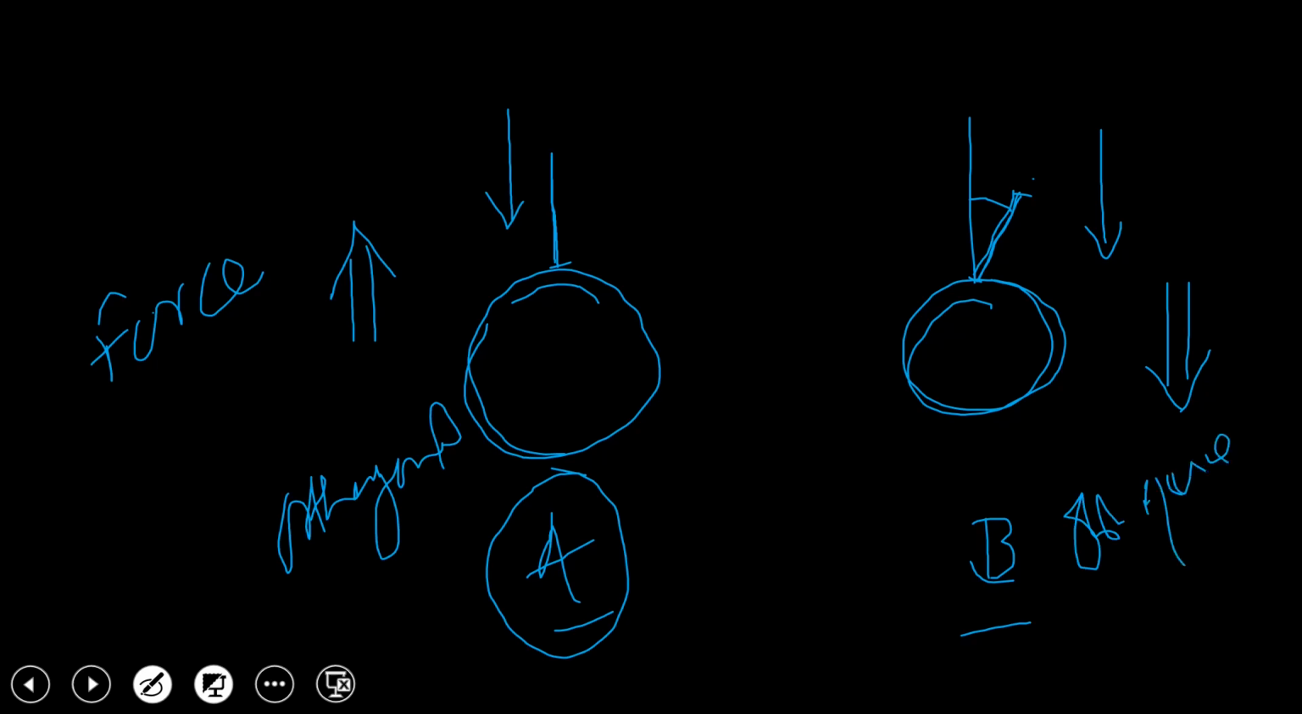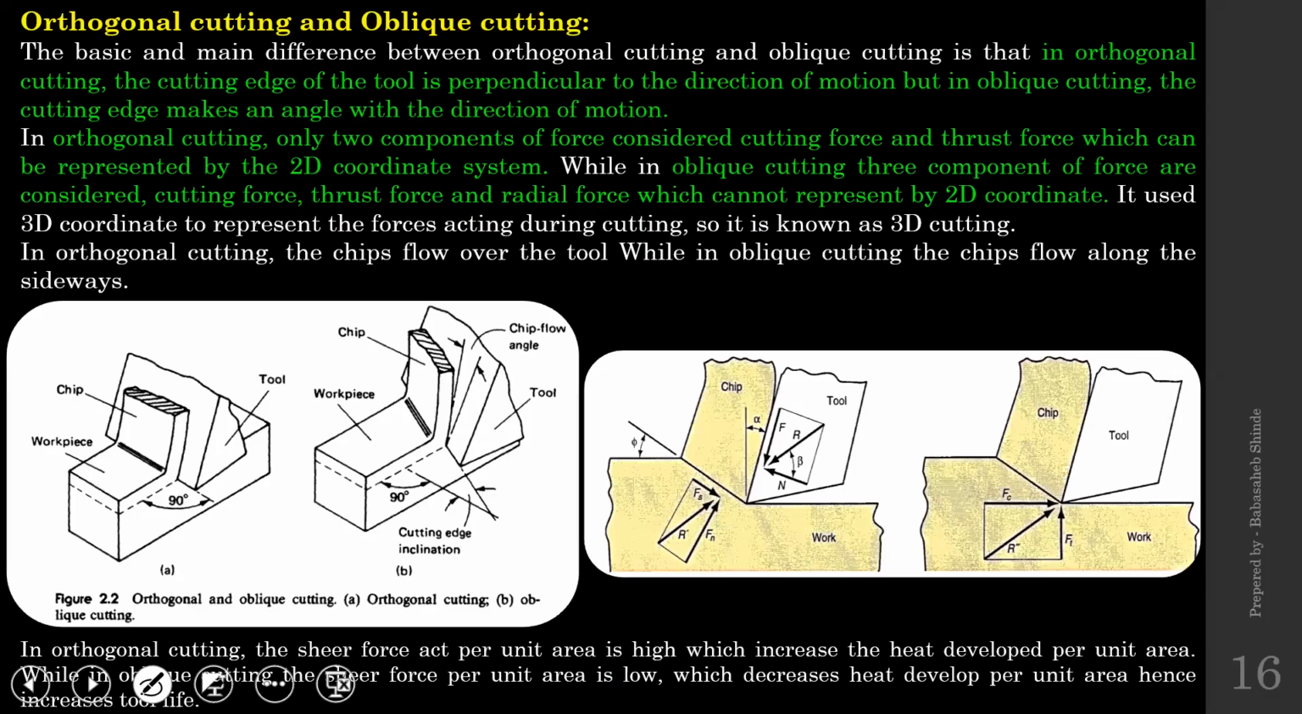Now let's differentiate those two in detail. The first figure, A, indicates orthogonal cutting and B indicates oblique cutting. So what is the difference between those two? This is our cutting tool. It is going to move in this direction, removing this much layer and converting it into a chip. So the tool moves in this direction and removes the material.